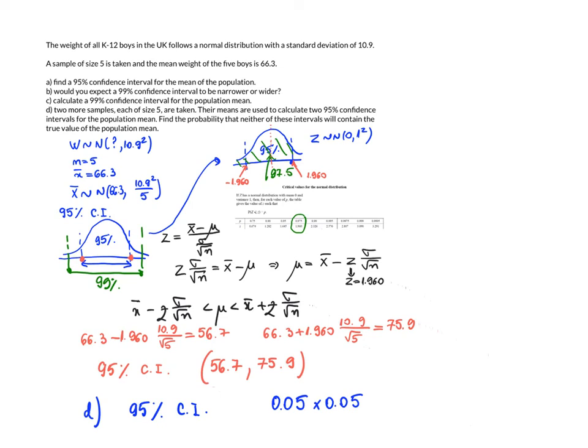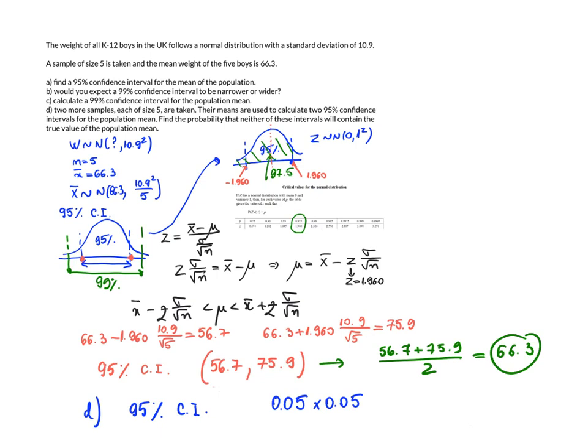We completed the question, but some observations are required. As you see, the confidence interval is always centered on the mean of your sample. So the mean of the sample is exactly the midpoint of this interval. Therefore, if I calculate, for example, the midpoint, 56.7 plus 75.9 over 2, I am sure I'm going to get 66.3, because 66.3 is the mean of my sample.